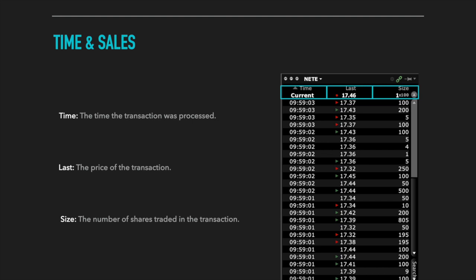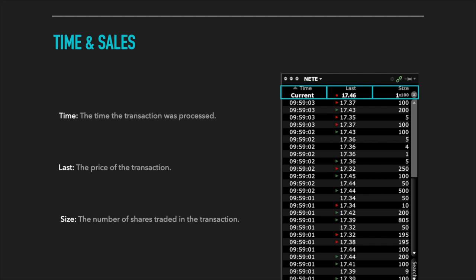Now, to break down the time and sales a little bit further, you can see that this is actually broken up into 3 main sections. First, it's going to tell you the time, and that is of course just the exact time of the transaction as soon as it was processed. And then you're going to have last, which is the last price of the most recent transaction. And then over on the far right, you're going to have the size, and that is going to be the number of shares that were traded in the transaction.